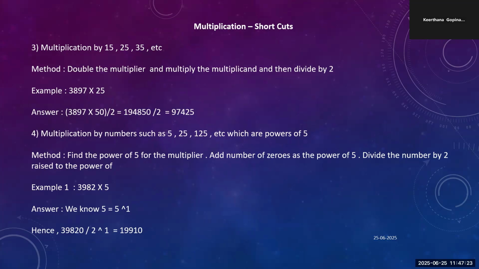5 to the power of 2 is 25. We say that as 5 square. What is 5 cube?